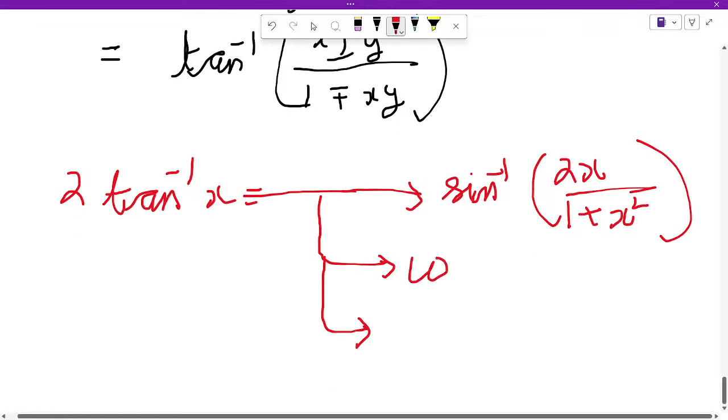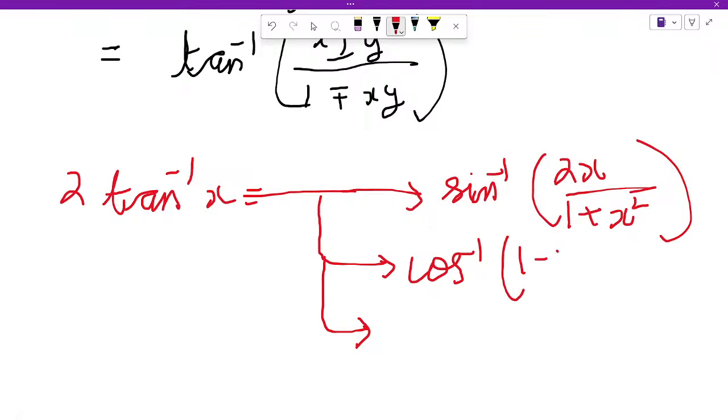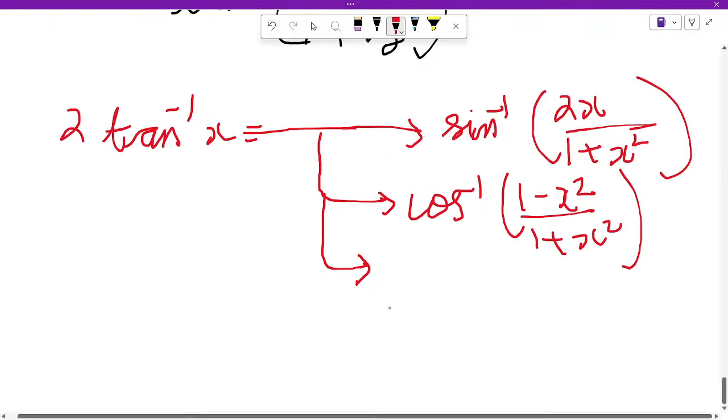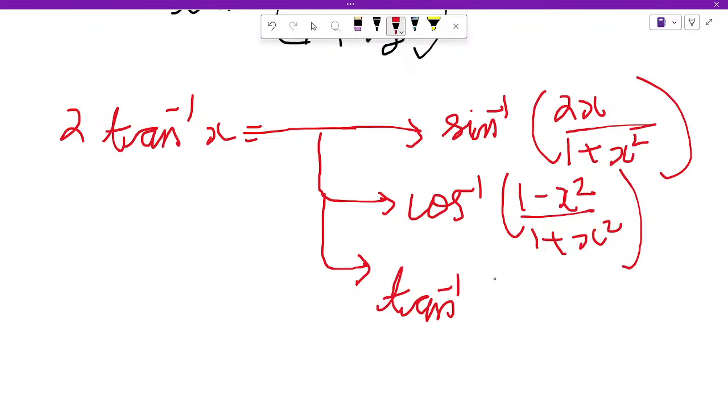In terms of cos, it will be cos inverse 1 minus x square by 1 plus x square. Then in terms of tan, it's the same as sine, but there will be a sign difference here. That is tan inverse 2x by 1 minus x square.